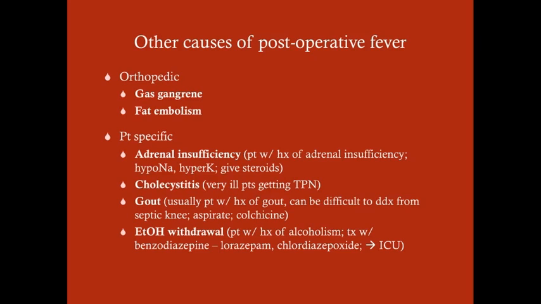So you're going to need to aspirate and then give the patient colchicine if it's gout. Remember, if it's gout, you're going to see the crystals, negatively birefringent crystals. If it's septic knee, you're going to see the pus.